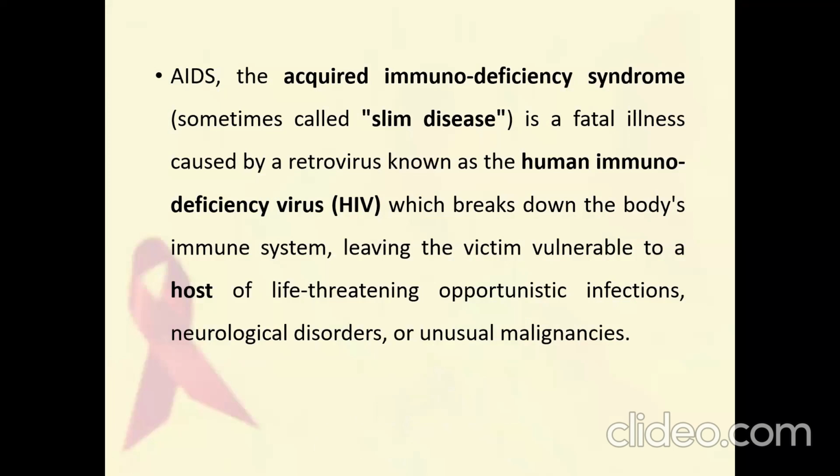So what is AIDS? AIDS is the acquired immunodeficiency syndrome. Sometimes it is also called slim disease. It is a fatal illness caused by the retrovirus known as human immunodeficiency virus, that is HIV, which breaks down the body's immune system, leaving the victim vulnerable to life-threatening opportunistic infections, neurological disorders, or unusual malignancies.